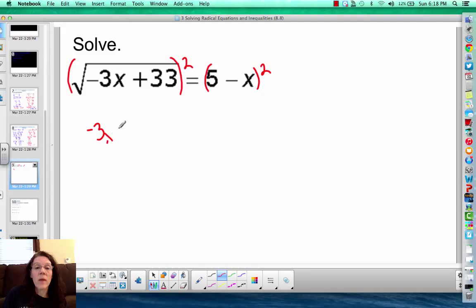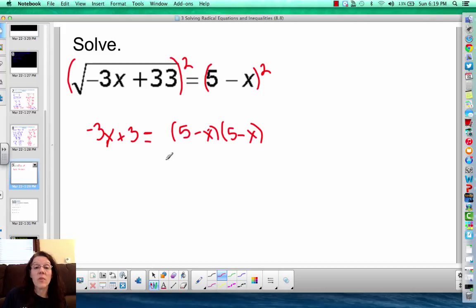So we have negative 3x plus 33. Now, this side over here, though, there's no radical to get rid of. So I have to square 5 minus x. But that means I have to take 5 minus x times 5 minus x. Remember, when we square something, it says to multiply it by itself 2 times. So I have to FOIL this out.